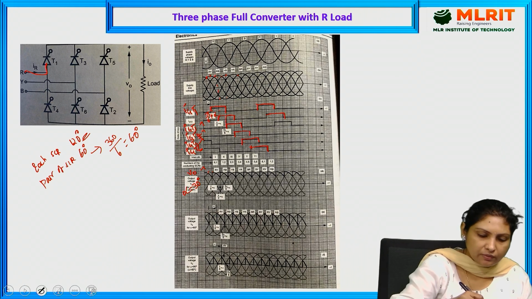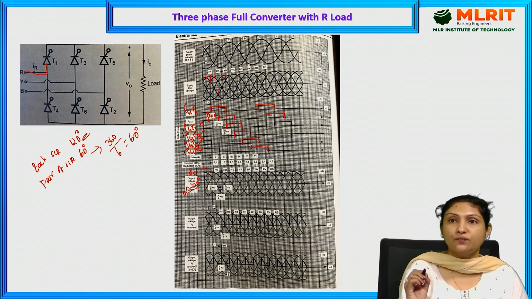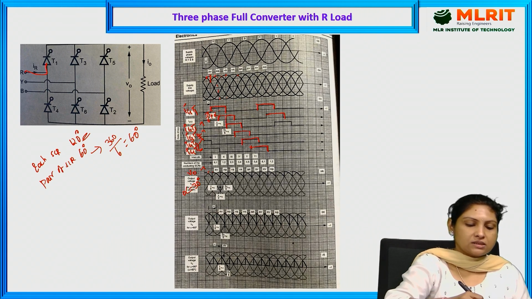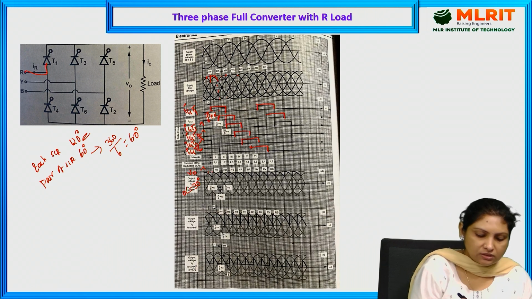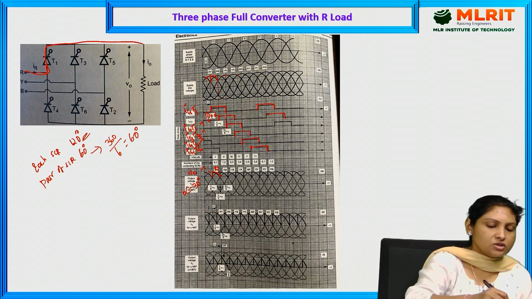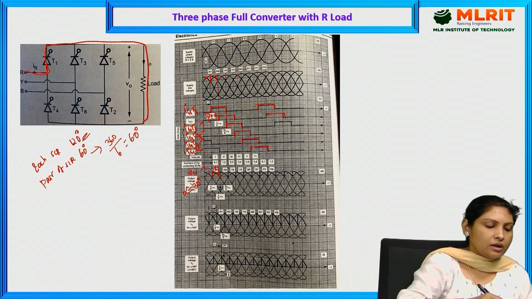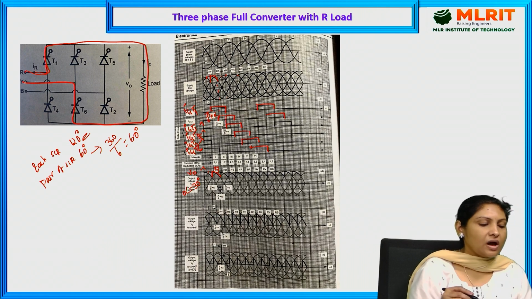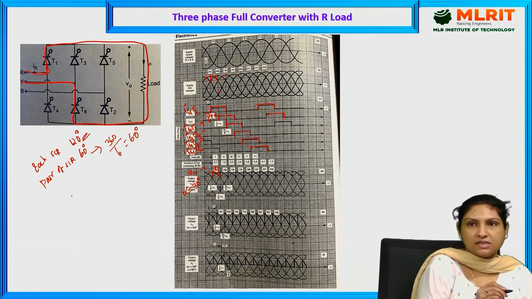So it will be conducting from here, and as I told you, a pair of thyristors will be conducting for a period of 60 degrees. So this is your output waveform, and this is due to the RY phase. RY phase in the sense R, thyristor 1 is forward biased, which is conducting current through the load, and then Y phase. So because of the RY phase, T1 and T6 are conducting.